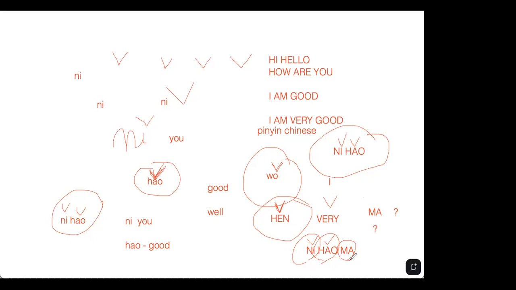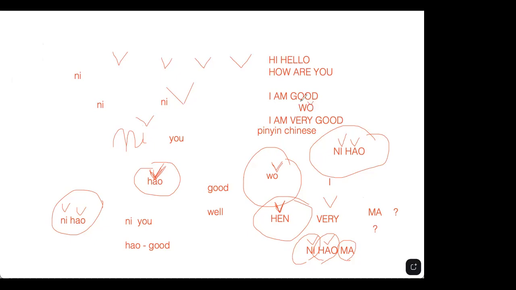Now, for example, if I say ni hao ma, ma is what? I'm asking a question. How are you? Then what will you reply? I am good. They say I very good, because they are very bad in English. What is I in Chinese? Wo.